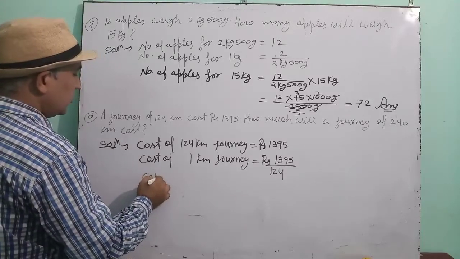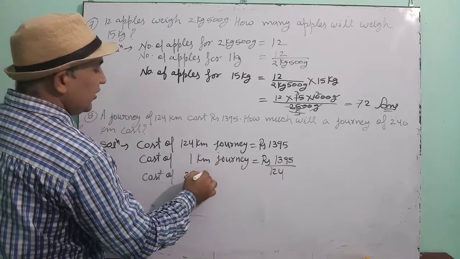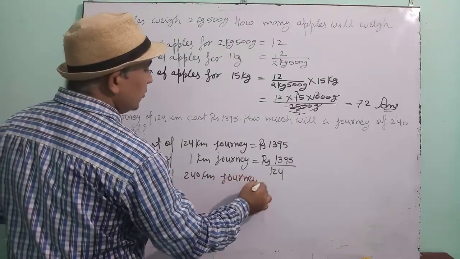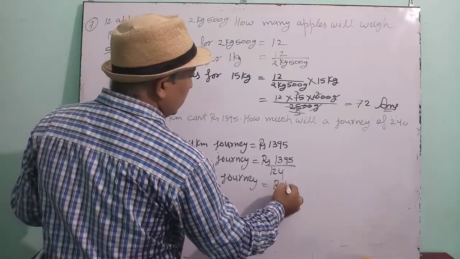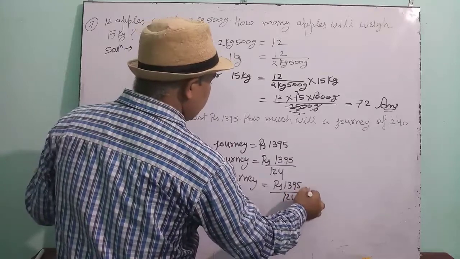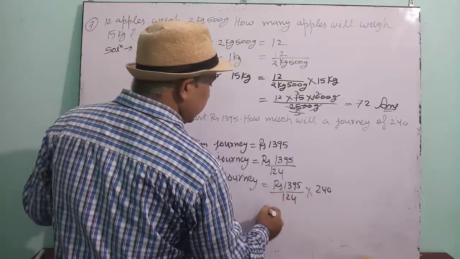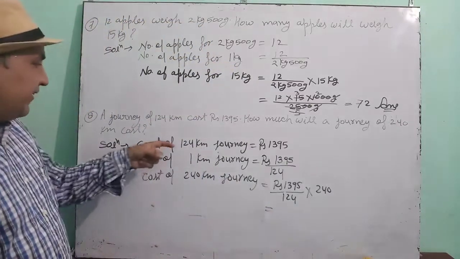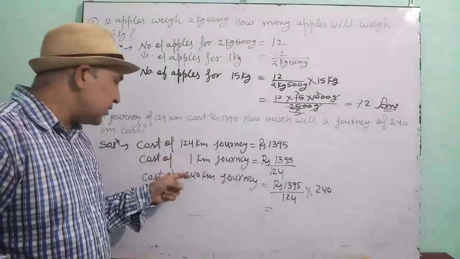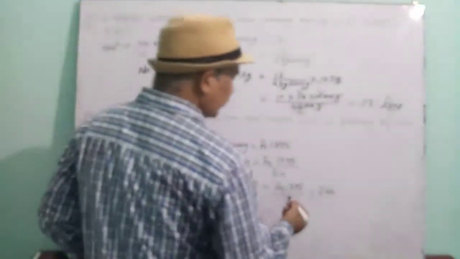Now cost of 240 km journey is equal to 1395 upon 124 multiplied by 240. Method is understood or not? Value of more is given, so you have found value of 1. Now again you are finding the value of more. Now solve and get your answer.